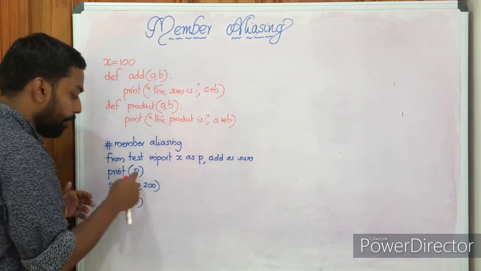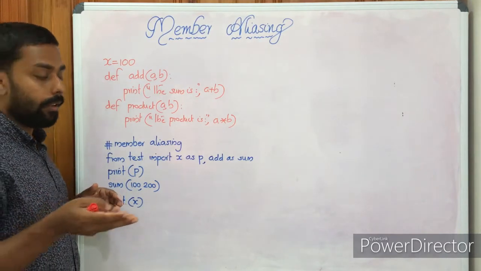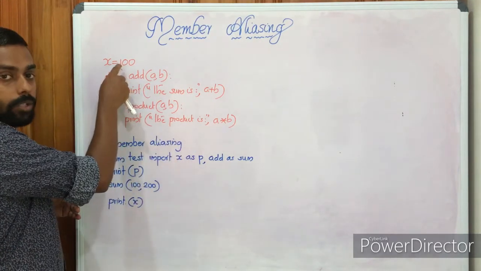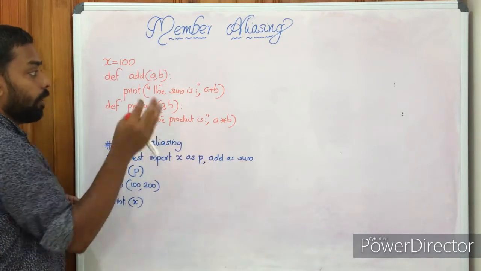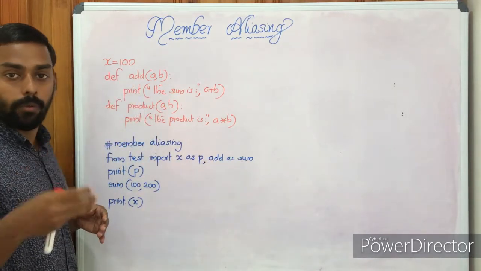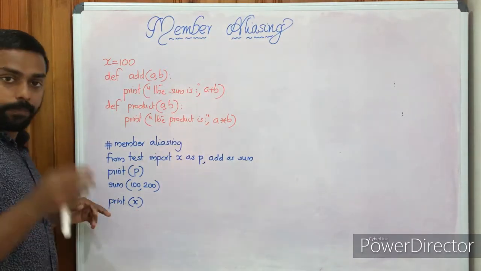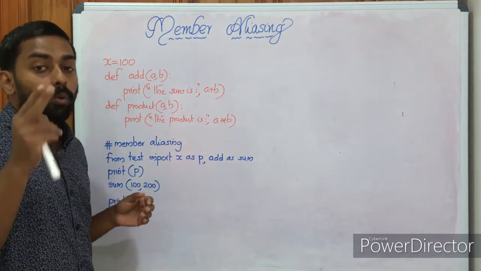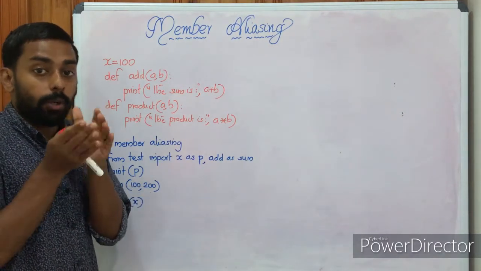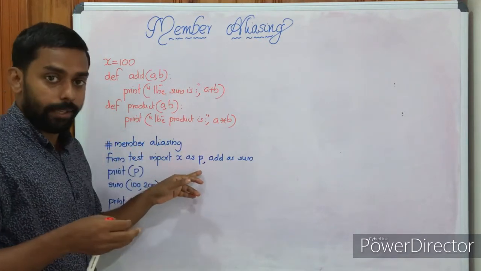And making use of the renamed p and sum, you can access the original names, right? Using p you can access the original location of x, and using sum, you can access the original name add, right? Then print x. What will be the result of print x? Actually now we have two names for x, right? One is the original name x, and the second is the alias name, that is p, right?